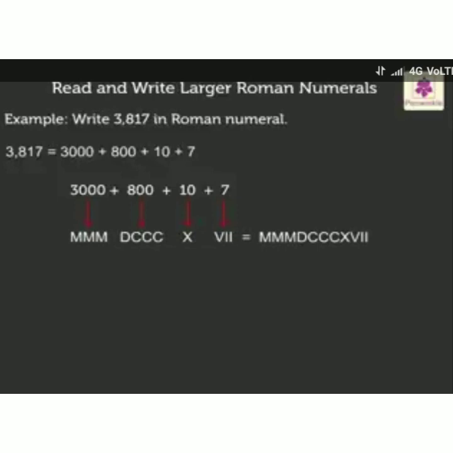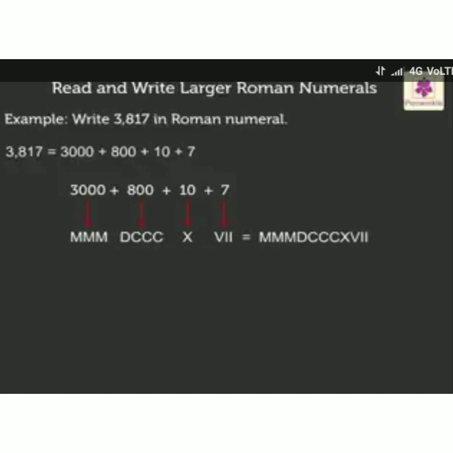Next, write 3817 in Roman numerals. 1000 we know is represented by M. So 3000 means we have to write M 3 times. 800, how do we write it? Look there. 800 means 500 plus 3 times C added. D is 500 plus 3C, 100 plus 100 plus 100, so we get 800.